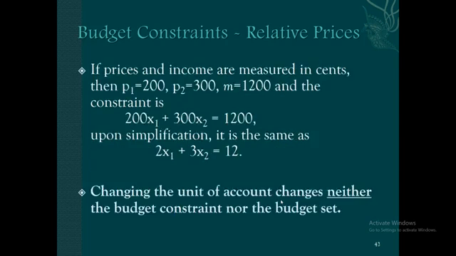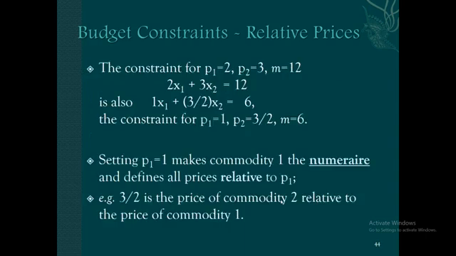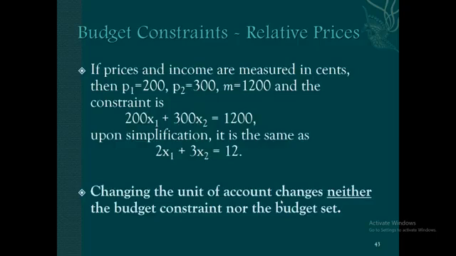So if price and income are measured in cents, then P1 is equal to 200 and P2 is equal to 300. M is equal to 1200 cents. Then the constraint is 200x1 plus 300x2, which is equal to 1200. Upon simplification, it is the same as 2x1 plus 3x2, which is equal to 12. So changing the unit of account changes neither the budget constraint nor the budget set. This is one of the important lessons which you have to take.